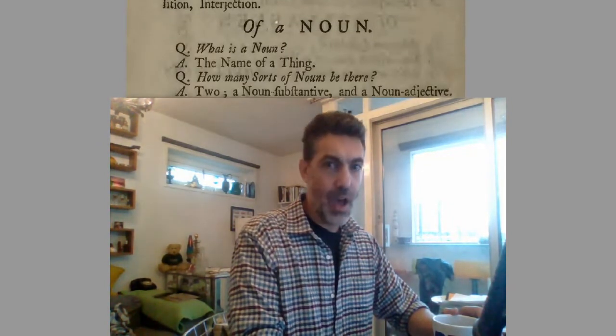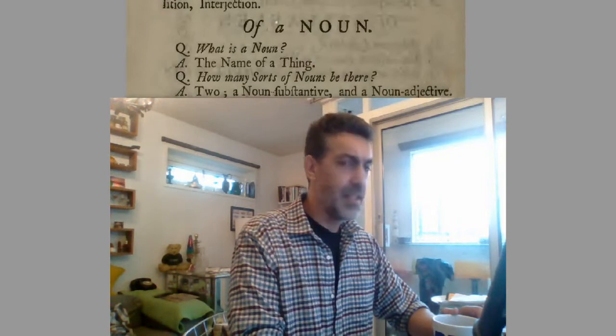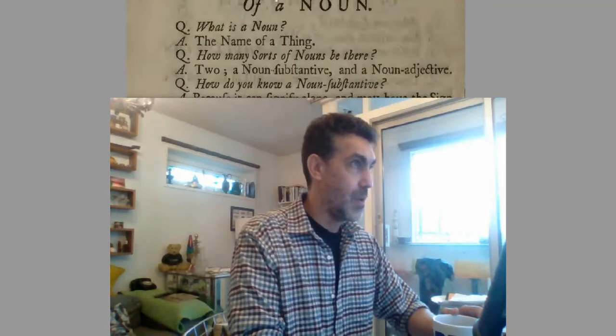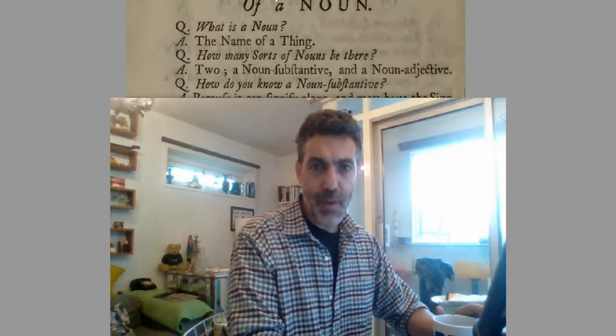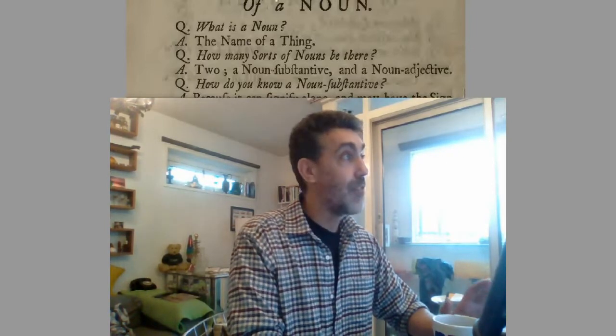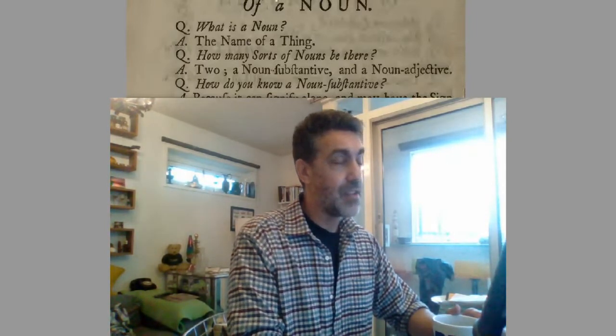Of a noun. What is a noun? The name of a thing. How many sorts of nouns are there? 2. And this is where modern grammar teaching and the older style of grammar teaching changes. But I think that for learning Latin, this older style is actually more useful. So we have noun substantive and noun adjective.